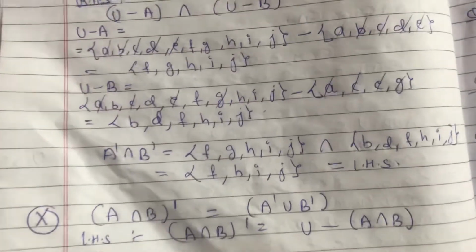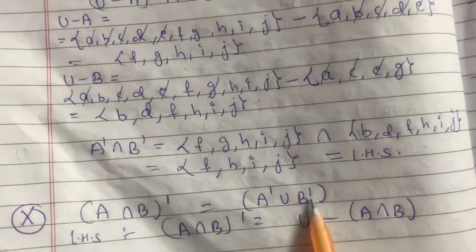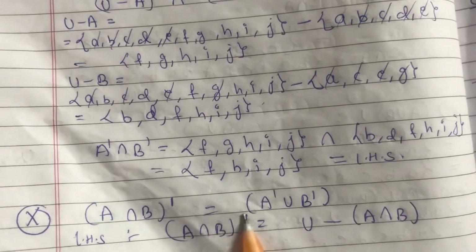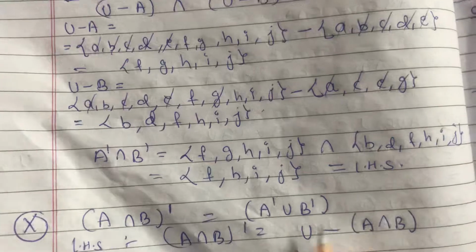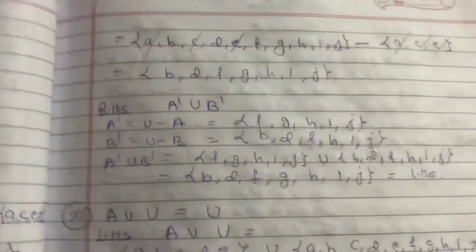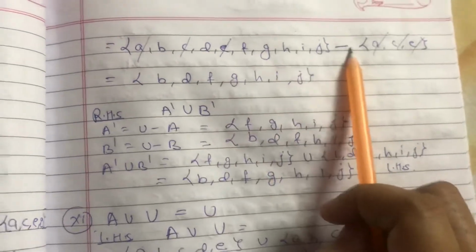The 10th one is that complement of A intersection B is equal to complement A union complement B. So I'll start with the LHS. First, complement of A intersection B means I have to subtract A intersection B from U, right? From U I'll be subtracting it. So once I'll subtract it, I'll get this, that is U minus A intersection B.